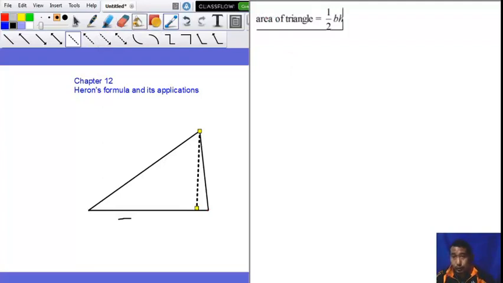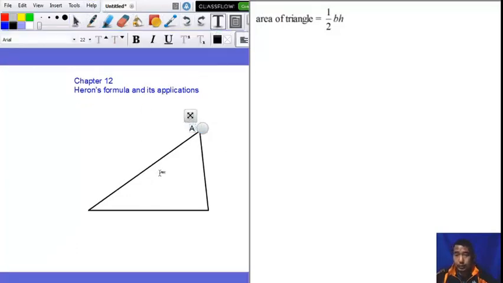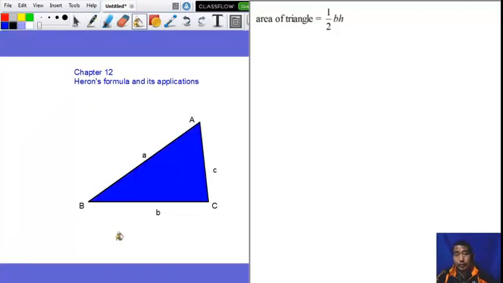So according to Heron's formula, if we do not know the base and the height, but if we know the three sides, let's give the name of the triangle as triangle ABC. And if we know the three sides, A, B and C, we still can find the area of the triangle, but not by half base into height, by another formula. How we get this formula is out of your syllabus, but we will learn only how to apply that formula.